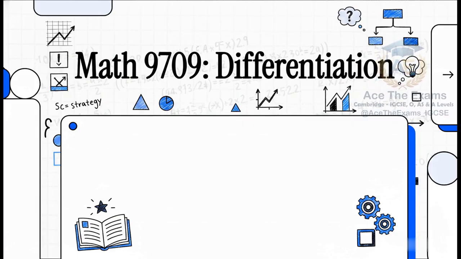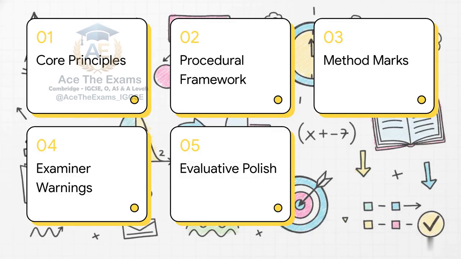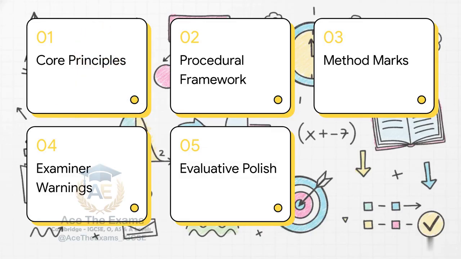I am going to show you exactly what Cambridge examiners are looking for, step by step, allowing you to walk into that exam room with total, absolute serenity. So let's settle in and get focused. Here is our roadmap for today. We'll start with core principles, move into our procedural framework, uncover the secret of method marks, navigate through examiner warnings, and finish with the evaluative polish.